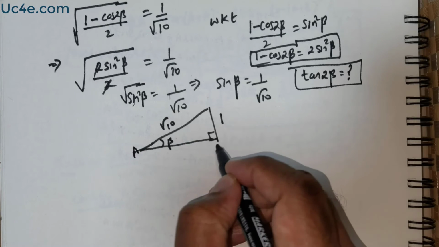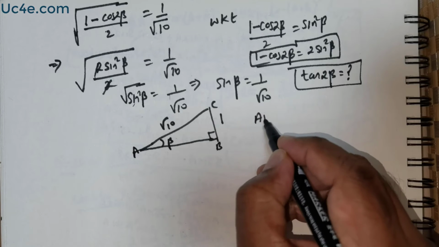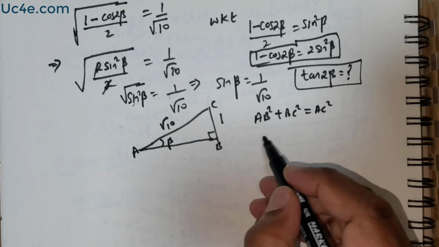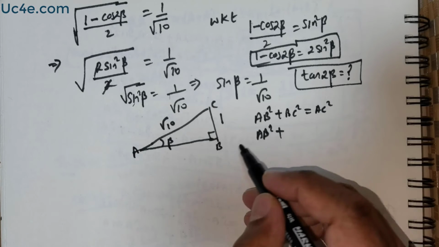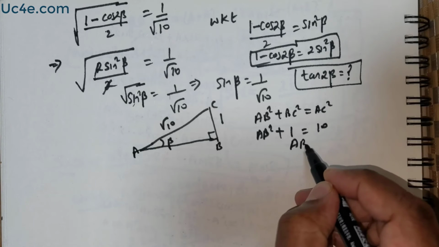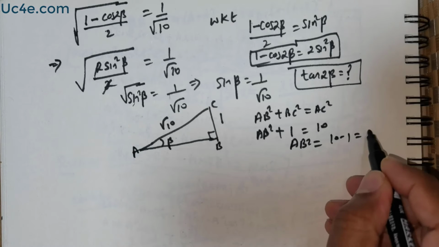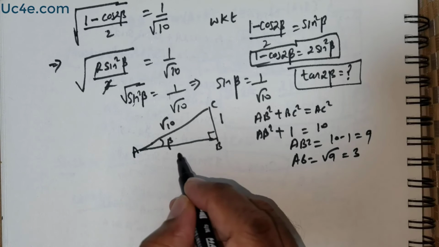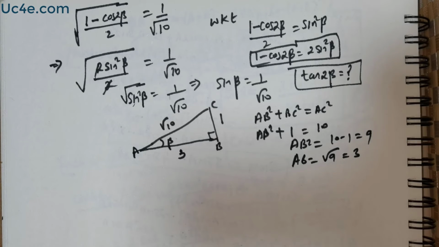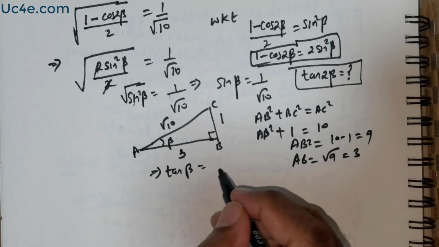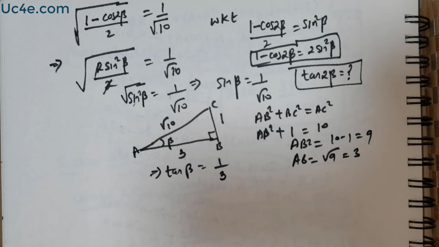If I were to take this as A, B and C, I get AB squared plus BC squared is AC squared. My AB squared I don't know. My BC squared is 1 squared. My AC squared is 10. So AB squared is equal to 10 minus 1, which is 9. So AB is equal to root of 9, which is equal to 3. So this is 3 units. So from here, tan beta is opposite by adjacent. So 1 over 3. So that is a good value for tan beta.